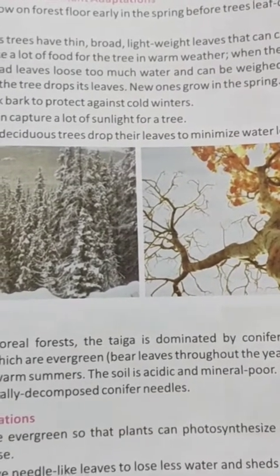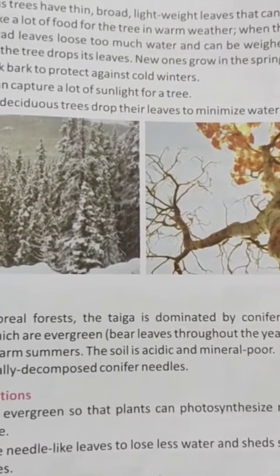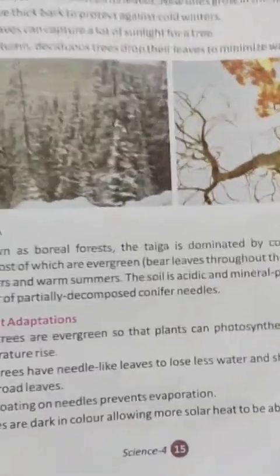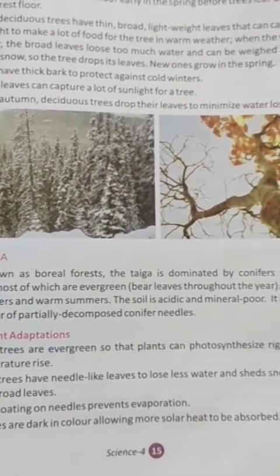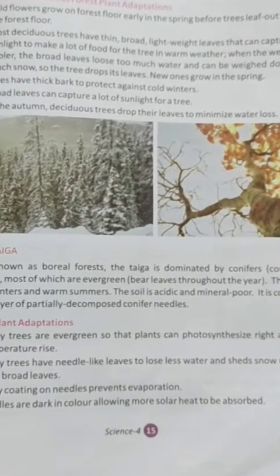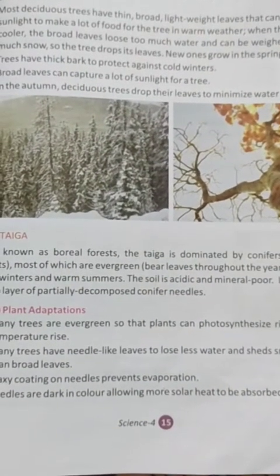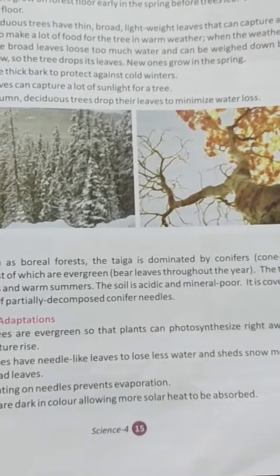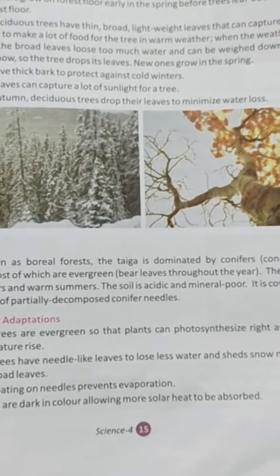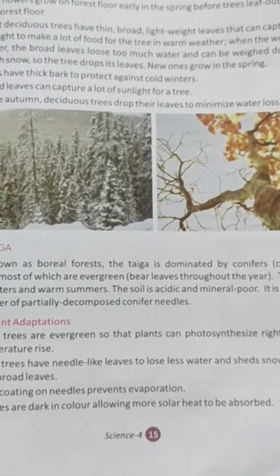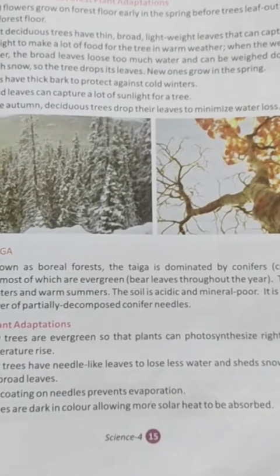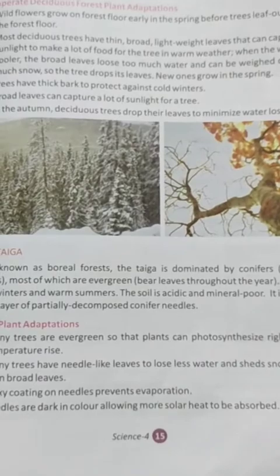They have thick bark. In the taiga region, many trees are evergreen, so the plants can photosynthesize right away when the temperature rises. Many trees have needle-like leaves to lose water and shed snow more easily than broad leaves. Waxy coating on the needles prevents evaporation, and needles are dark in color, allowing more solar heat to be absorbed.